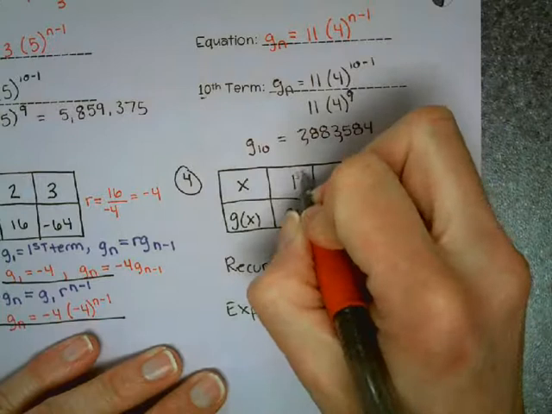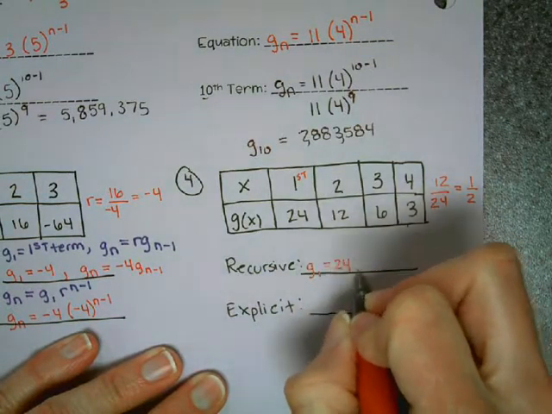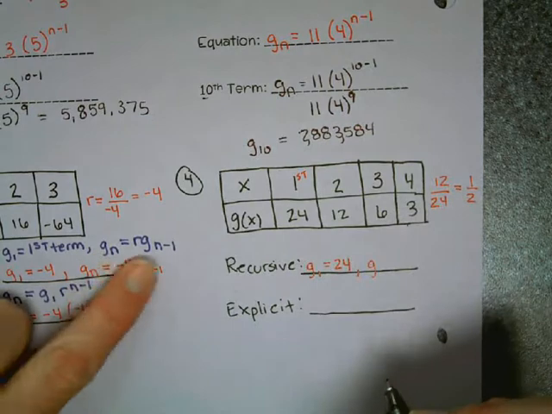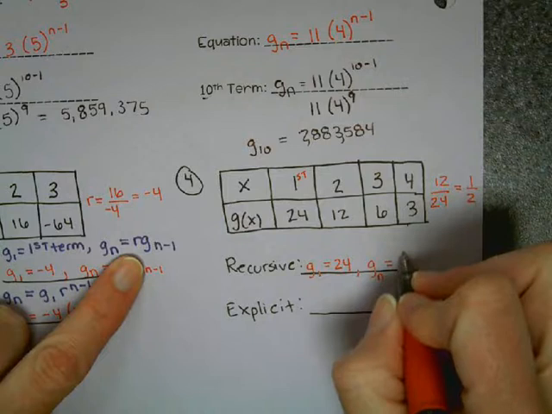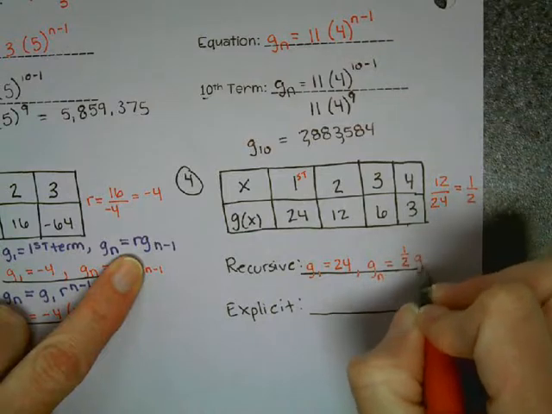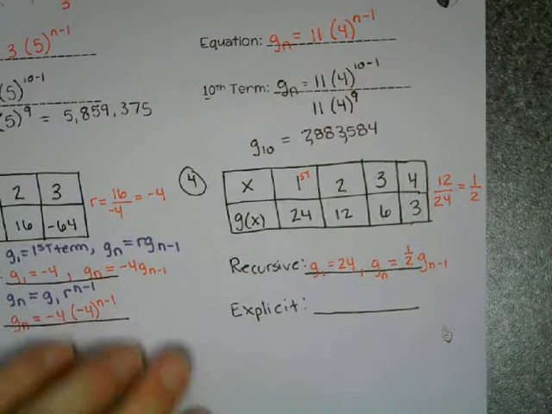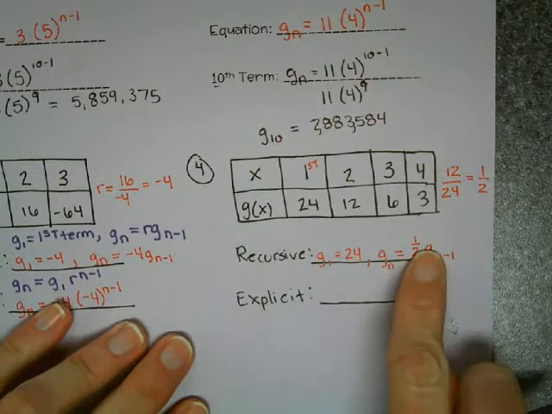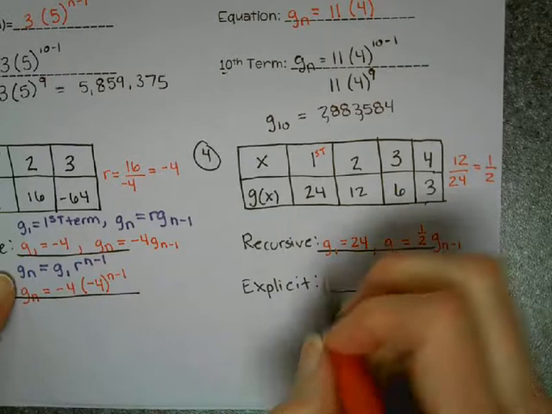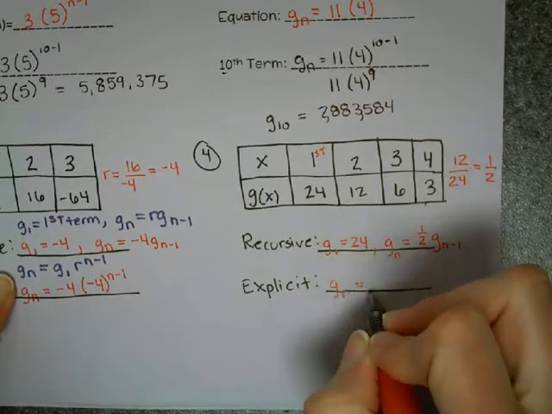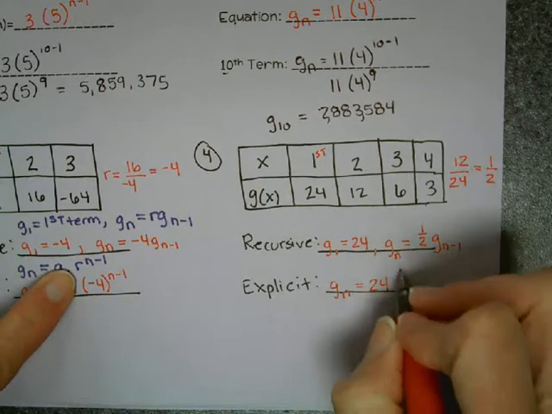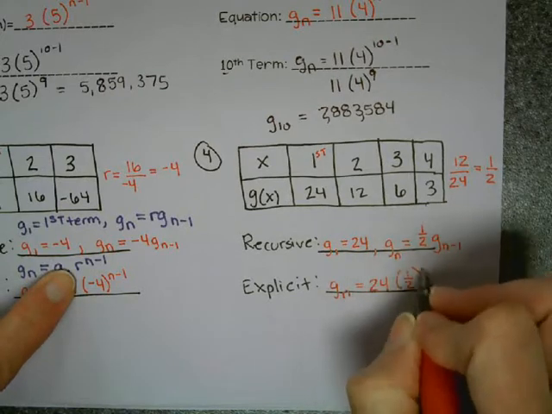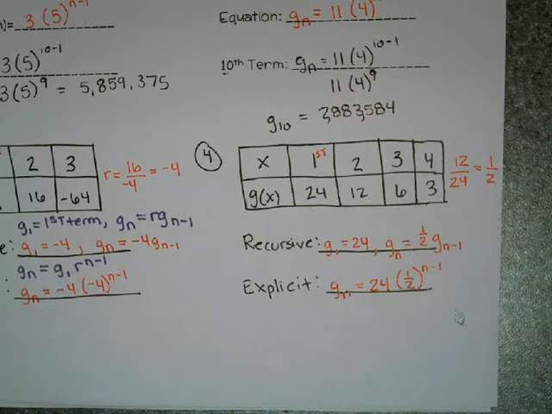So I would say the first term here, remember this is your first term, is 24. And then just fill in these numbers over here. That's from the purple. We have the R goes next. We said the R was 1/2 or 0.5. So that would be the two parts. You have your G1 part, and then you have the equation part. Explicit, your G1 here is 24, and then we said the rate was 1/2 to the n minus 1, or 1/2, 0.5, to the n minus 1.